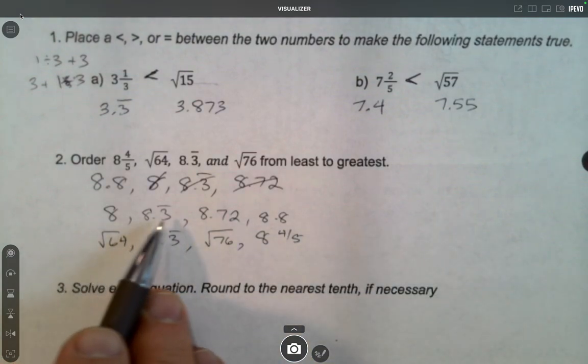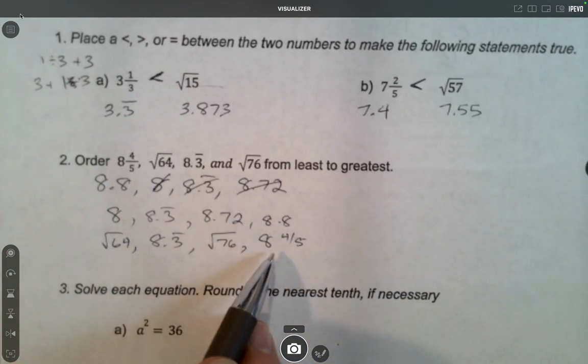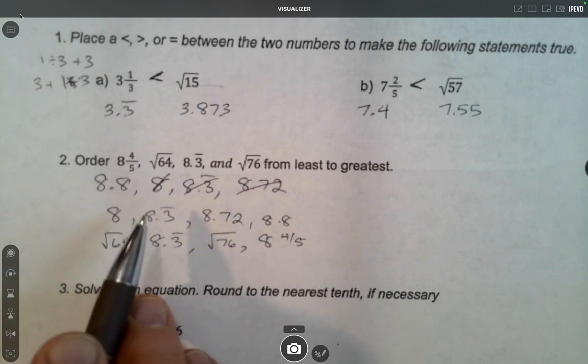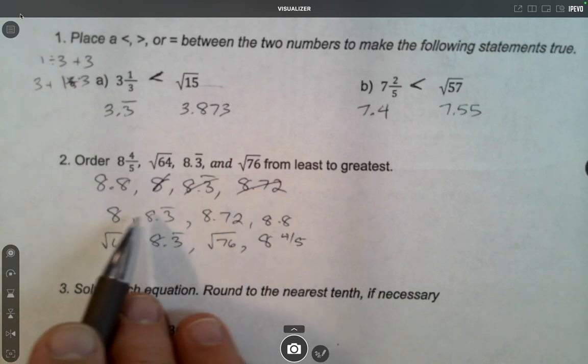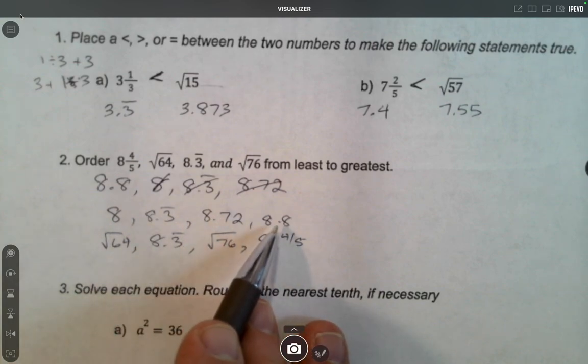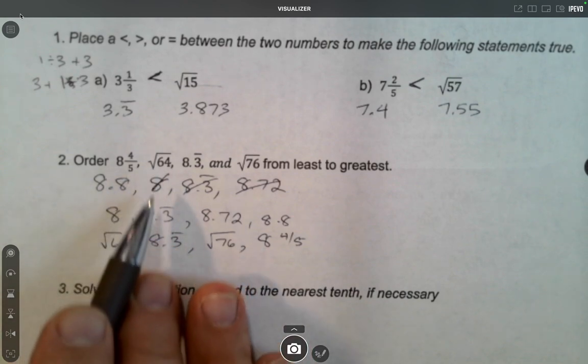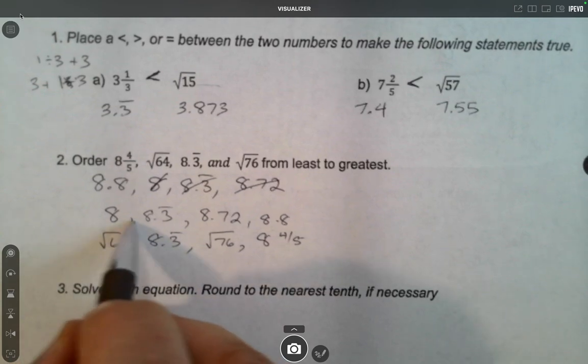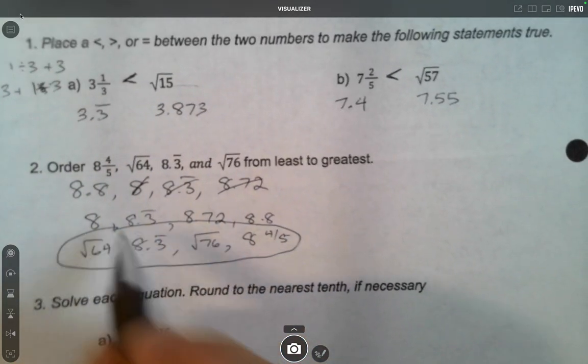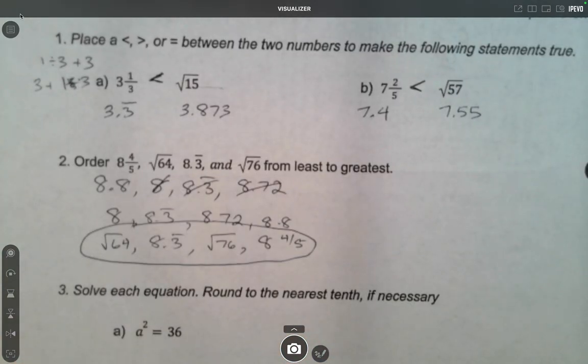Now, if you don't need to write this line to figure out this line, that's fine. I trust you. I just want to show you that if it helps you to put them in order in decimal form first, then you can just convert them back. That's why I wrote their equivalent directly under them, so I knew which went with which. So this would be our answer. We're putting those in order from least to greatest.